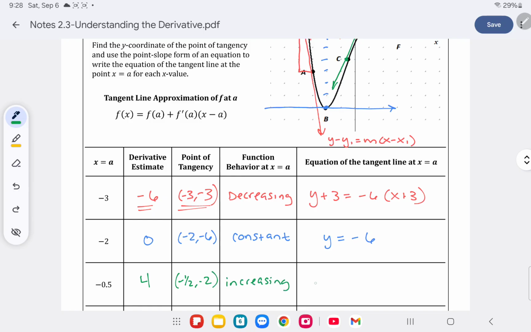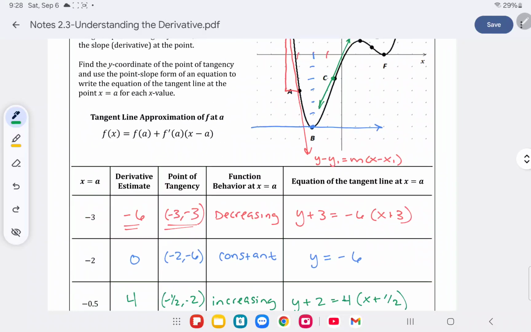And then we just plug it into the formula, plus 1/2. I'll stop there. The others are pretty similar.